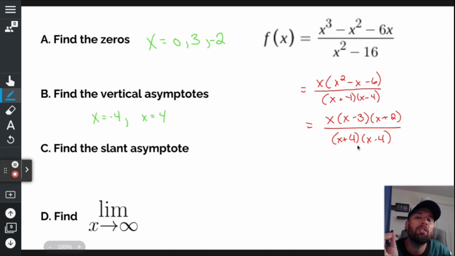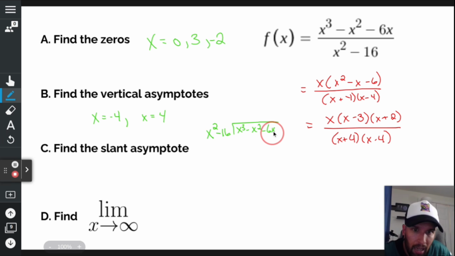Find the slant asymptote. The slant asymptote, whenever your numerator is greater than the denominator, is found by dividing using polynomial long division. So let's do polynomial long division: x squared minus 16 divided into x cubed minus x squared minus 6x plus 0. And if you're wondering, do we have to put the plus 0 there? I think you do. Maybe I'm wrong. We'll find out.